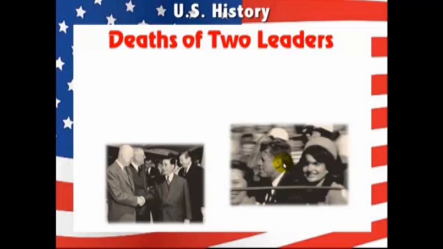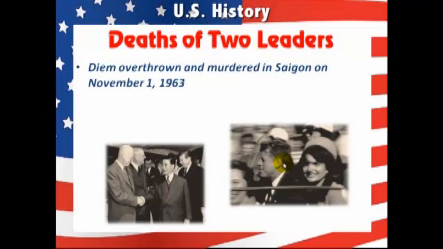Then we have the death of two leaders, starting with the overthrow of Diem. He's overthrown and murdered in Saigon on November 1st, 1963, as part of a coup d'etat that had been carried out largely by members of the South Vietnamese military with the approval of President Kennedy, although Kennedy did not intend for them to go ahead and kill Diem, but he did approve initially of toppling him from power because Diem had become such a liability because of him being so unpopular in the South.